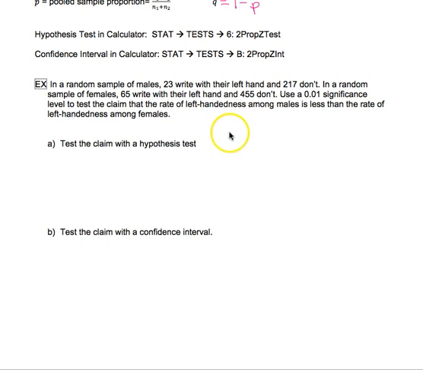So first thing we need is our p1 hat, which in this case, our first sample was of the males. What was considered success would be left-handedness, so that would be 23 for our x1. Then our sample size, be careful, don't just write down the other number that you see. The total sample is including left-handedness and not left-handed. So the total sample size is 217 plus 23, so we're going to write 240 here.